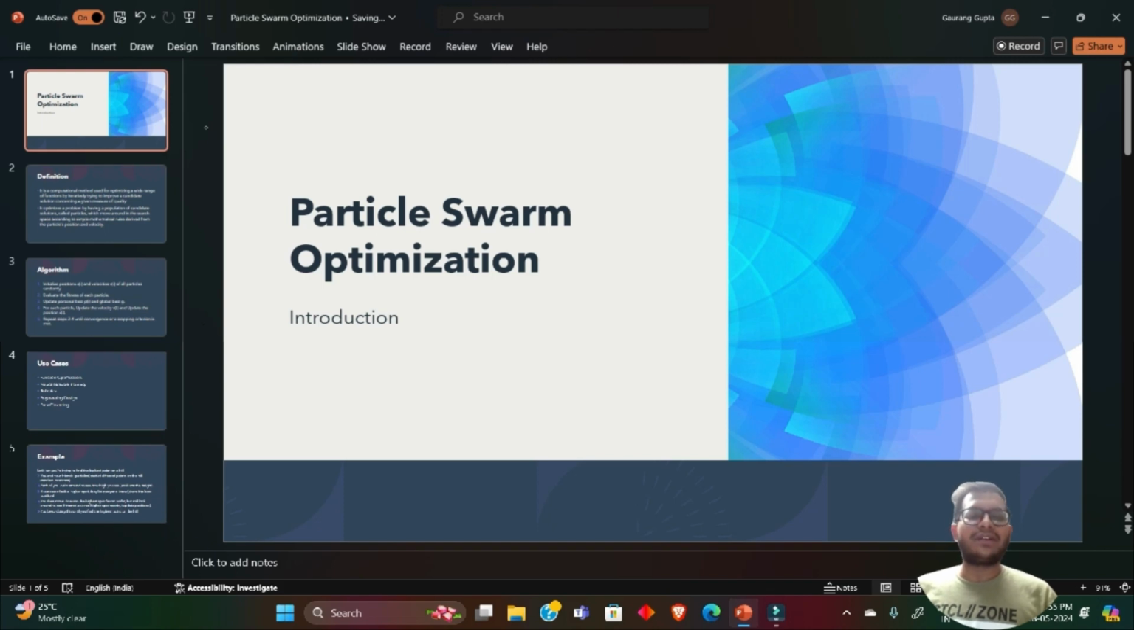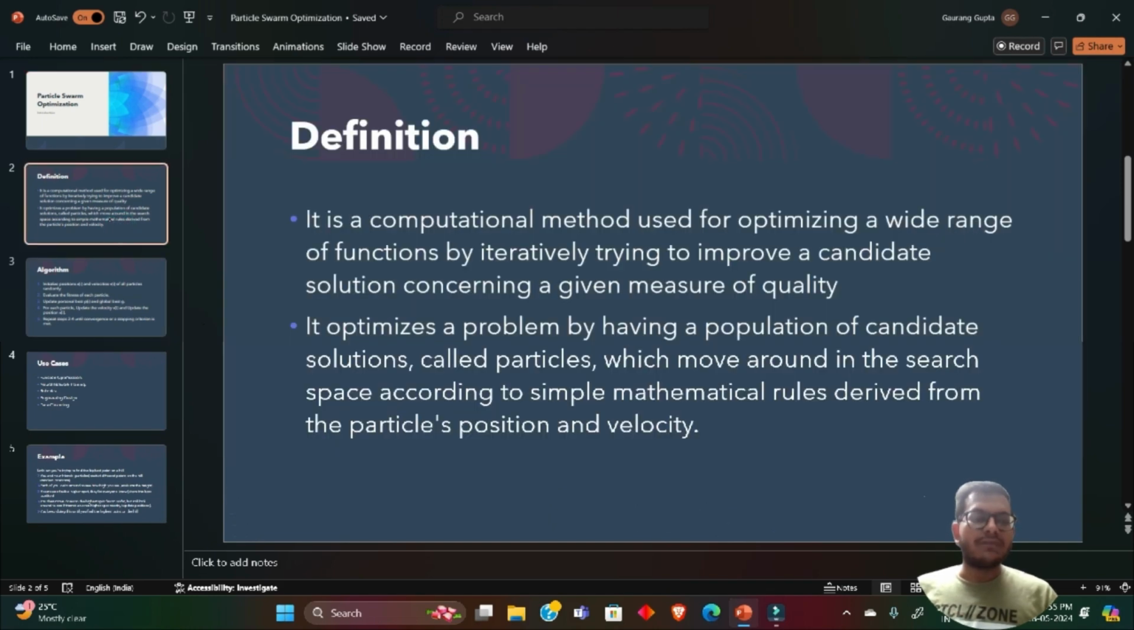In this video, I am going to explain the theory of particle swarm optimization and the algorithm. So, what is the definition of it? It is a computational method for optimizing a wide range of functions by iteratively trying to improve the candidate solution concerning a given measure of quality. So, it is an iterative method which optimizes a wide range of functions.